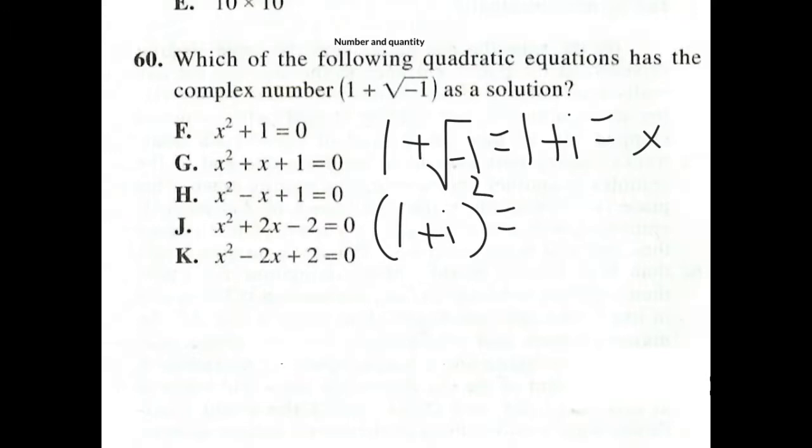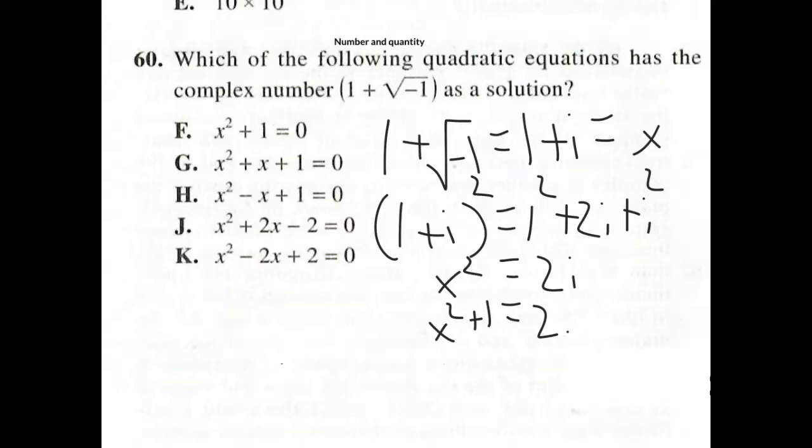And (1 plus i) squared is equal to 1 squared plus 2i plus i squared, and i squared is negative 1, which means this equals 2i. So we know x squared is equal to 2i. We know it has to equal 0. So if x squared equals 2i, we need to get rid of the 2i, which means x squared plus 1 is not a solution, because it's just equal to 2i plus 1, which is not equal to 0.